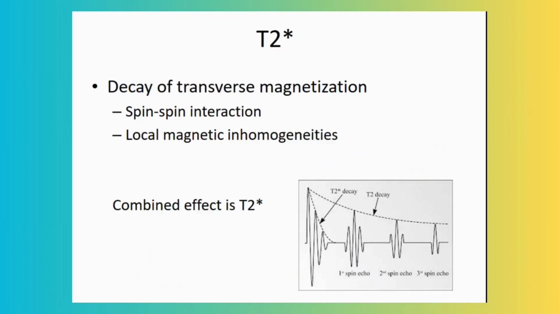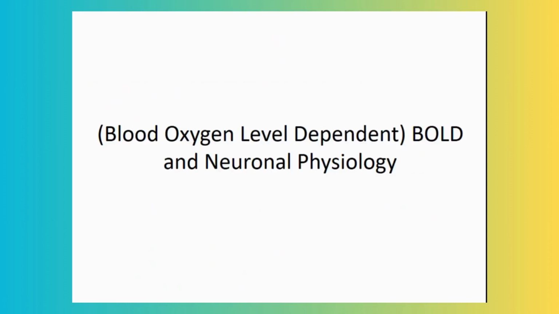The second concept about physics is that T2 star weighting is very important. T2 star weighting takes into consideration not only T2 decay, but also the local magnetic inhomogeneities. When we add these 2 together, we call it T2 star. Local magnetic inhomogeneities can be caused by a contrast agent like gadolinium, or any paramagnetic component. Deoxyhemoglobin is also paramagnetic, so that's why it's important. So, BOLD imaging, blood oxygen level dependent. There is a concept behind it. We have to understand that concept, then we will understand functional MRI.